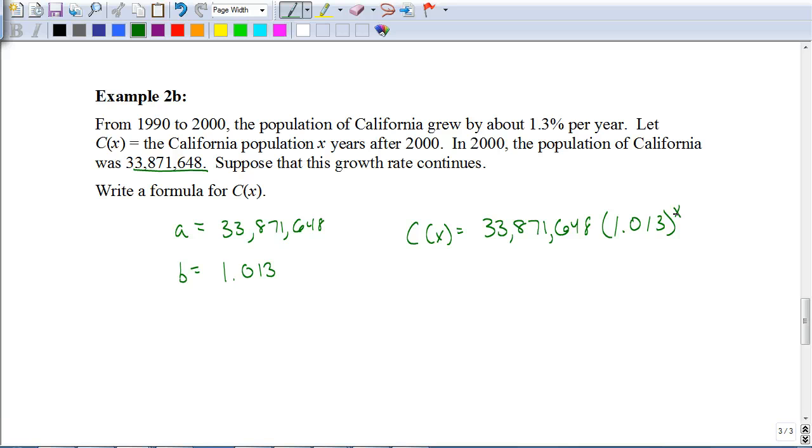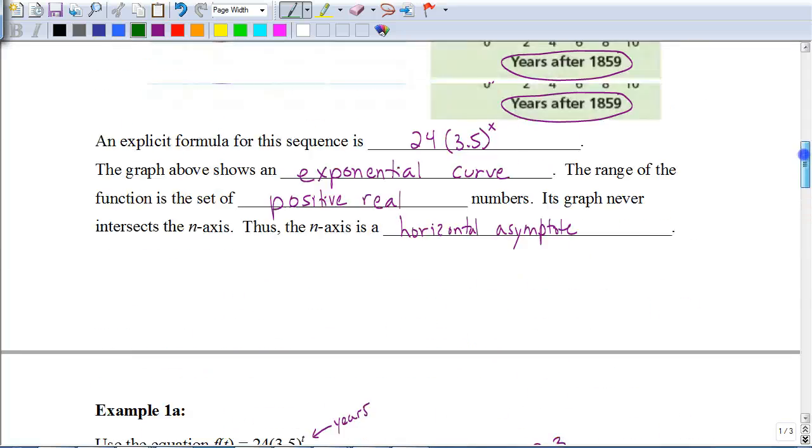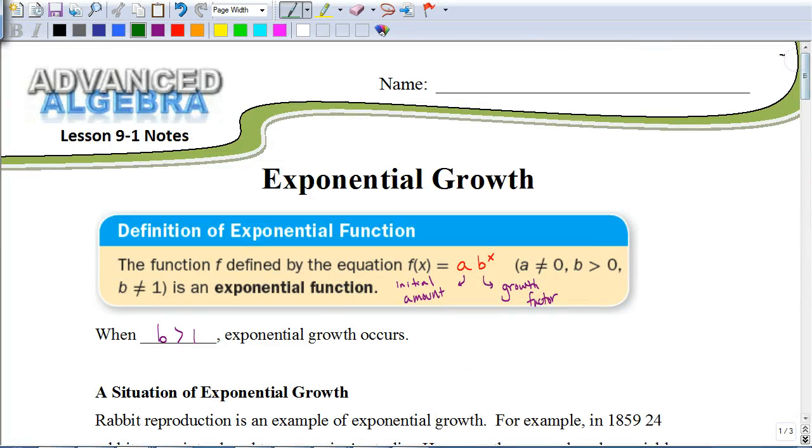So hopefully you have an understanding now of what we're looking for with exponential functions. But the key for today is making sure you understand how to set them up using this formula. A times b to the x power. So the initial amount times the growth factor to the x power.